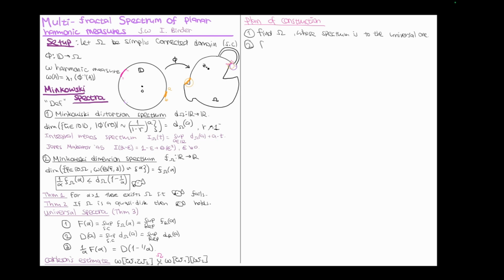And then after that, I have to fix a scale such that counting, say, how many disks with diameter delta and harmonic measure delta to the alpha captures enough of the universal guy, up to some error. Okay, so I fix the scale, and now I take a picture of that scale and I approximate it by a polygon.